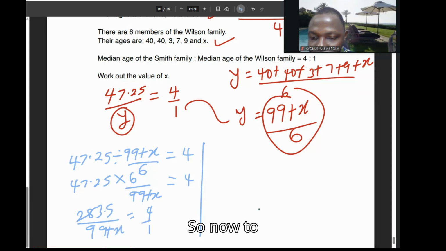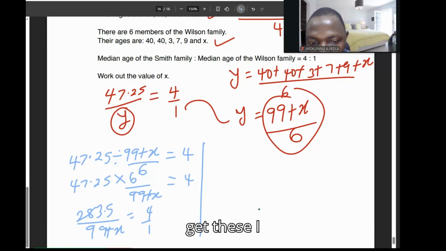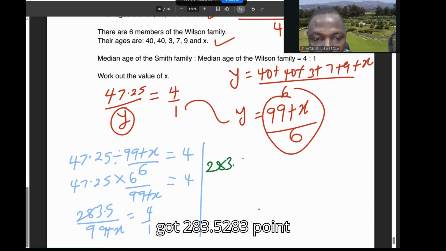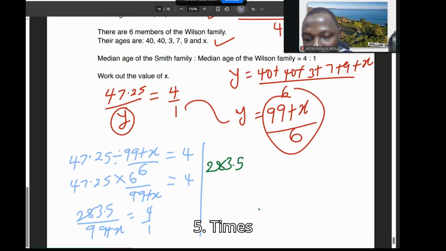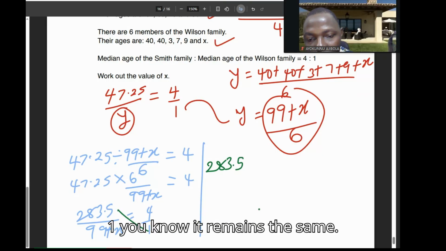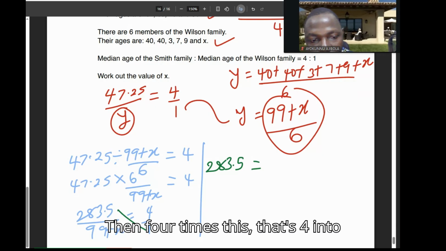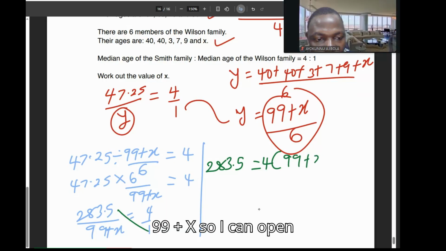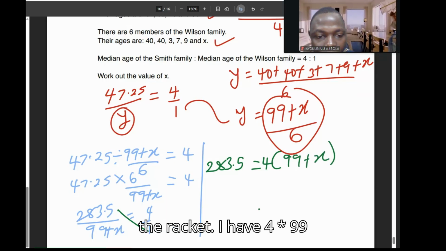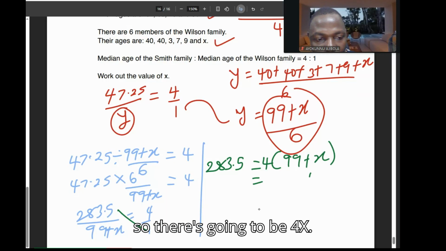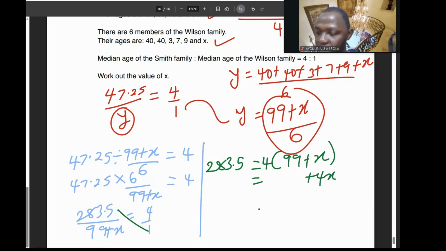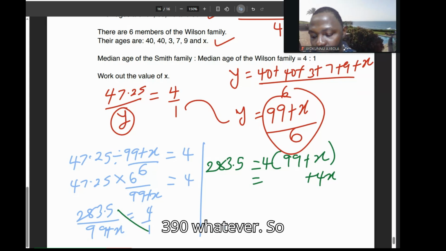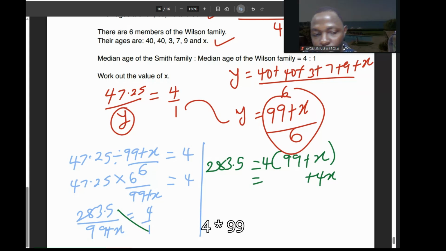So now to get this, I got 283.5. 283.5 times 1, that remains the same. Then 4 times this. That's 4 into 99 plus x. So I can open the bracket. I have 4 times 99, plus 4x. 99 times 4, that's 396.